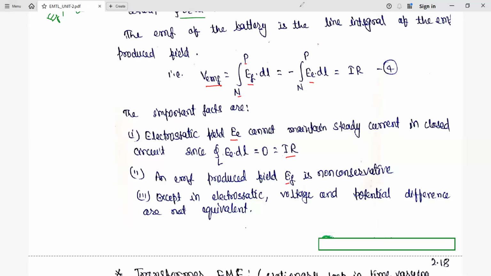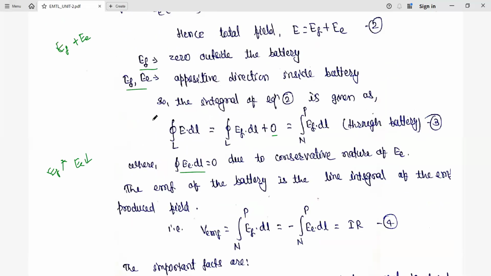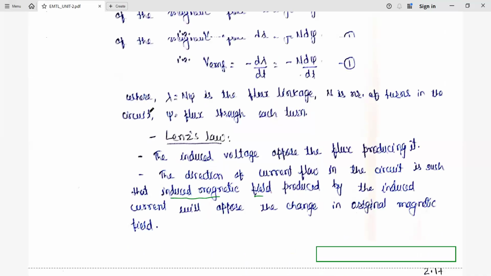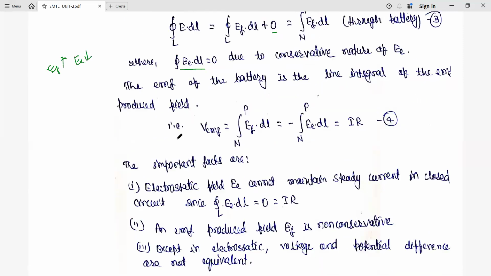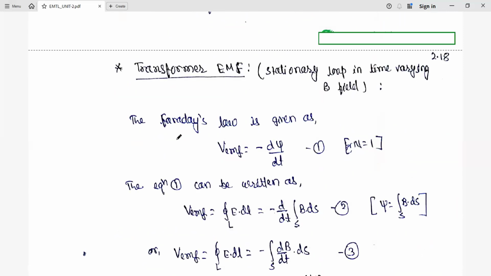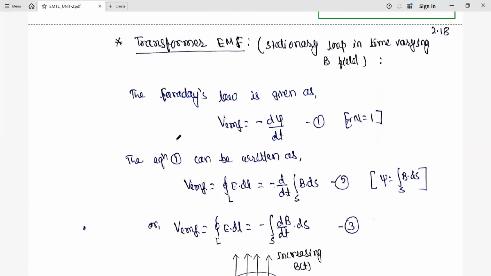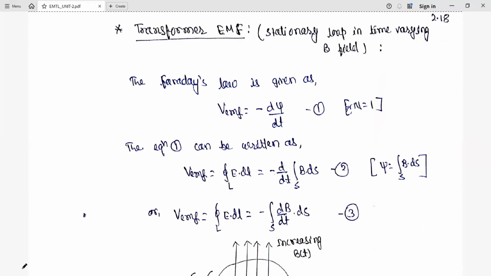So here we have seen Faraday's law and another is Lenz's law. Now we are going to discuss how this transformation takes place. Now we have discussion about the transformer EMF. The name itself is transformer EMF, the transfer takes place. We are taking here the example of a stationary loop in a time varying magnetic field.